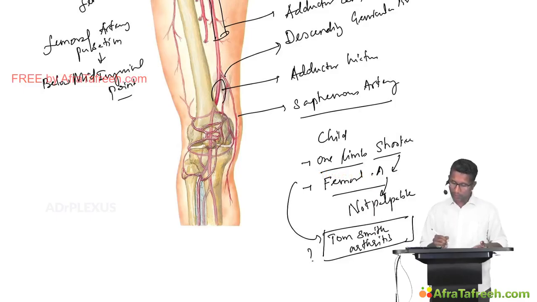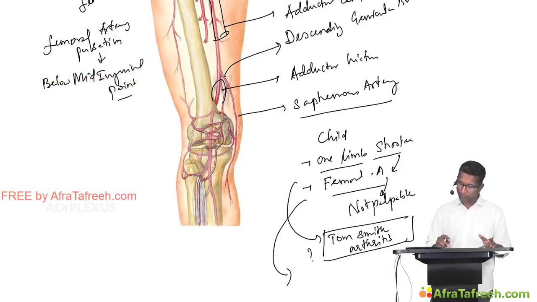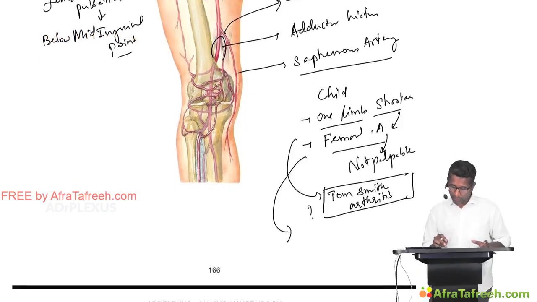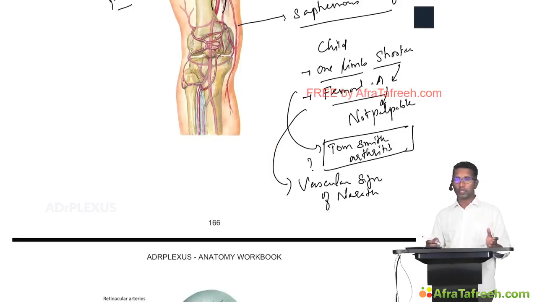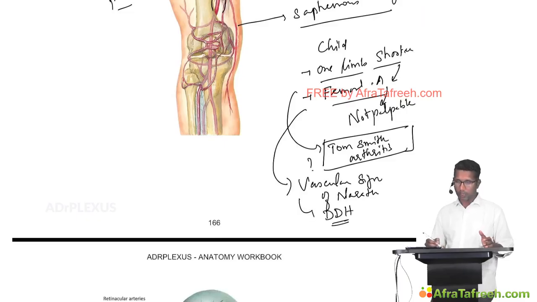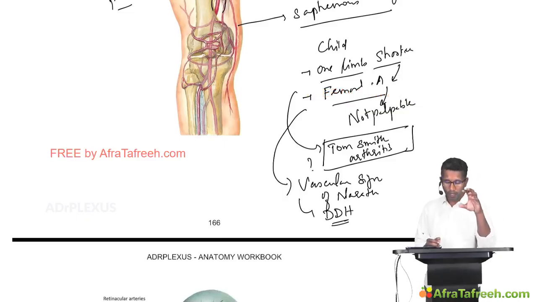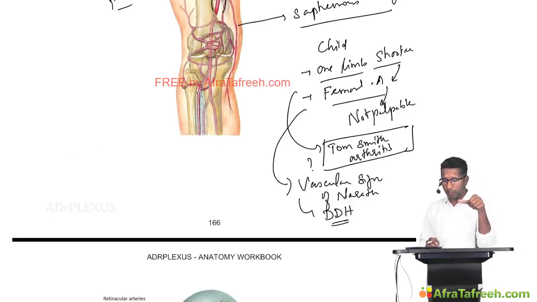It is called Tom Smith arthritis. When the femoral artery pulsation is not palpable, that sign is called the vascular sign of Narath. This vascular sign of Narath is seen in a number of conditions. One such condition is developmental dysplasia of the hip. Even in developmental dysplasia of the hip, when the hip gets dislocated, you can see this vascular sign of Narath. Normally the femoral artery is palpable at the mid inguinal point against the head of the femur.